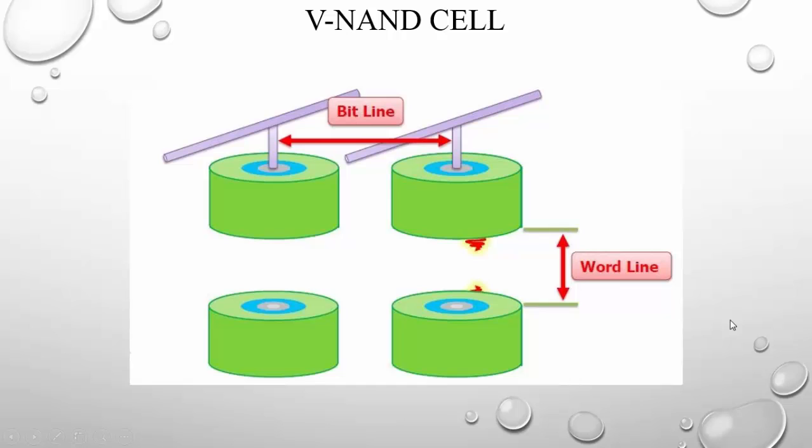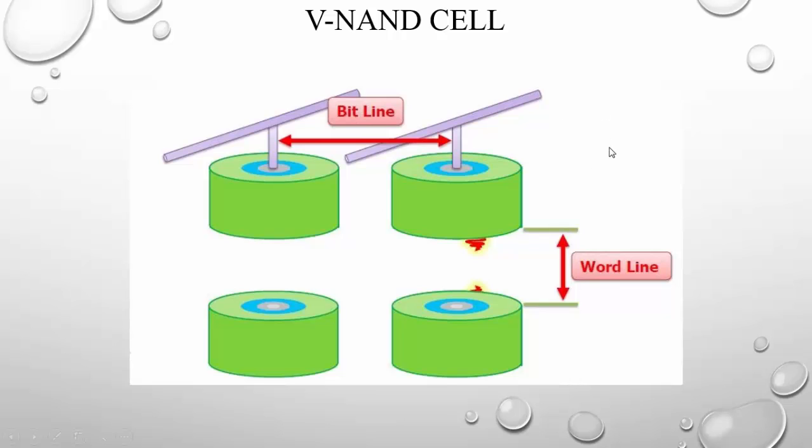So here is a V-NAND cell. You can see the word line right here and the bit line. So you don't have to connect your word line anymore. You can say that cell-to-cell interference, word line interference is almost free, and bit line interference is free. And you are free from the patterning issue.